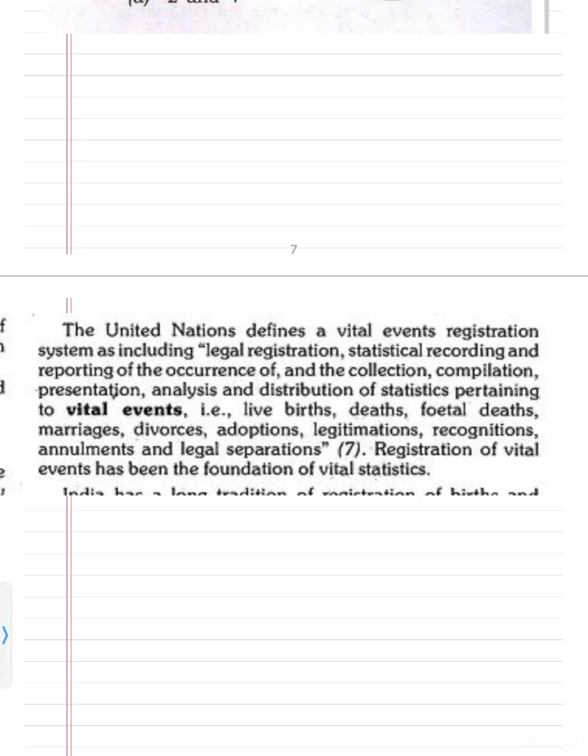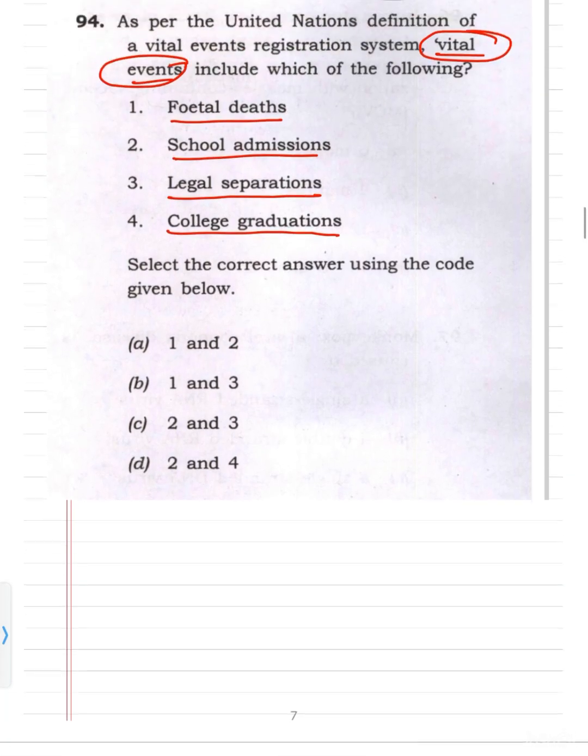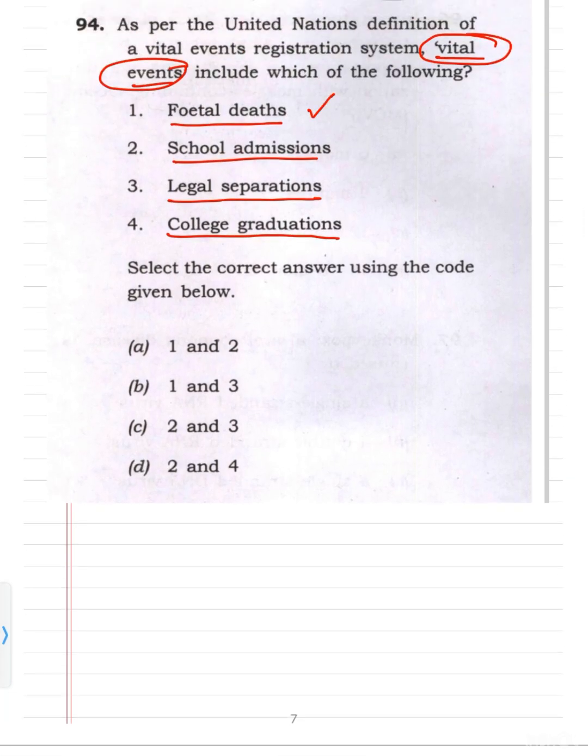The United Nations defines a vital event registration system as including legal registration, statistical recording and reporting of occurrence of, and collection, compilation, presentation, analysis and distribution of statistics pertaining to vital events. And now, what are the vital events? Vital events are live births, deaths, fetal deaths, marriages, divorces, adoptions, legitimations, recognitions, annulments and legal separation. The registration of vital events has been the foundation of vital statistics. So when we come here, fetal deaths, yes, one is correct. School admissions, no. Legal separations, yes. College graduations, no. So 1 and 3 will be the correct option.